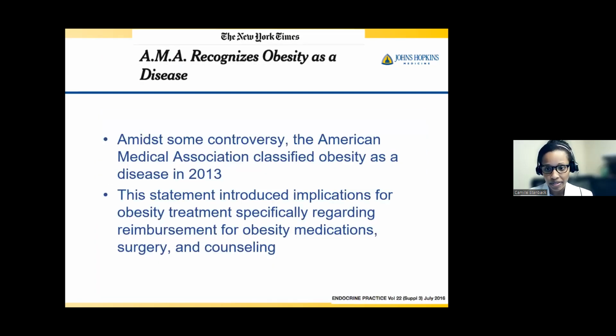Now, how do we define obesity? Well, first, it's important to recognize that obesity was not actually recognized as a disease by many organizations until 2013, when the American Medical Association classified obesity as a disease. And this was amid some controversy. Now it's recognized by the World Health Organization, as well as the Centers for Medicaid and Medicare. And this has had implications for how we treat obesity, including both obesity medications, surgery, as well as counseling.